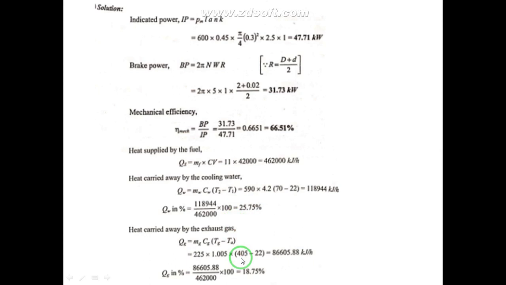It is the same formula for finding the heat carried away by the exhaust gases. Here we know the mg value, the cg value and the temperature difference. So we find that the heat carried away by the exhaust gas is 18.75 percent.